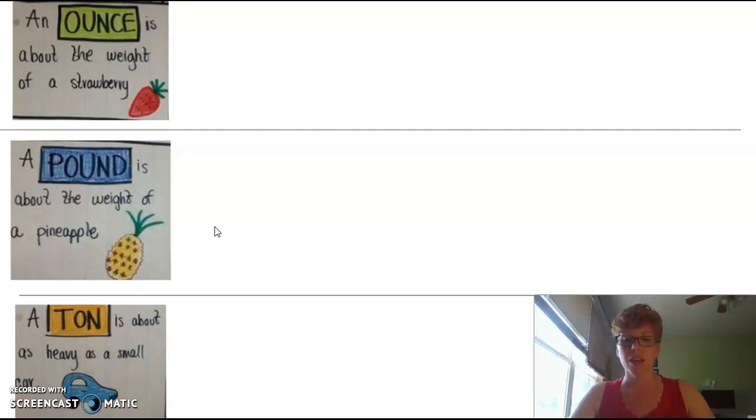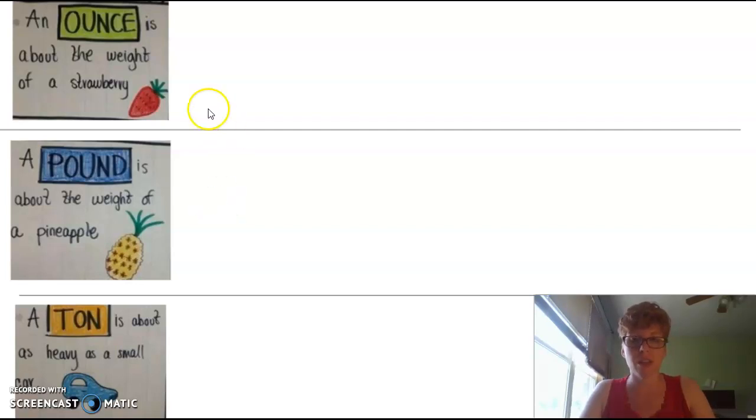Now a ton. When you hear tons, I want you to think of a small car. Not like a big, huge, massive truck or a school bus, but a small, small car, okay? So a small car is about the weight of a ton.